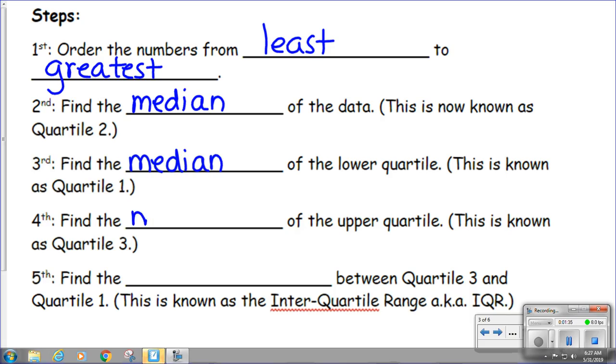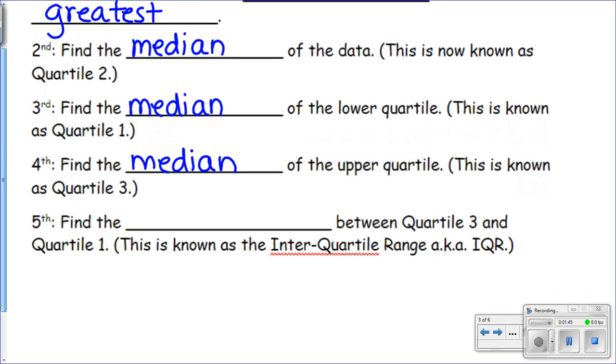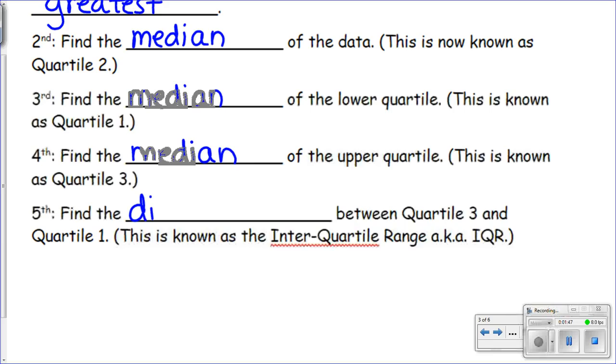Fourth, we will find the median of the upper quartile. This will be known as quartile 3. And fifth, we will find the difference between quartile 3 and quartile 1. We will also call this interquartile range, or IQR.